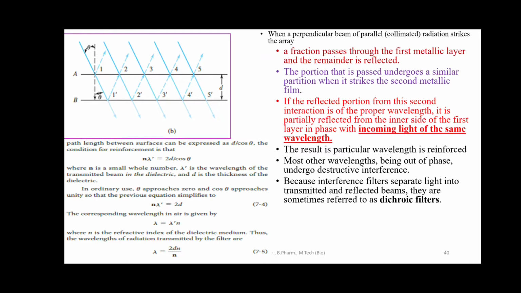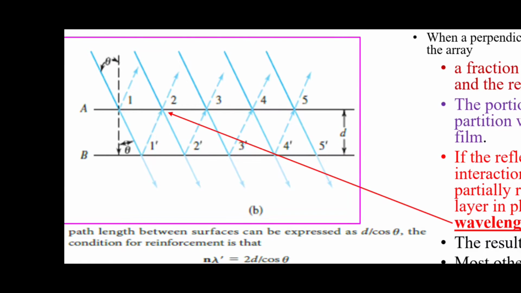Okay, so these interference filters have transmitted and reflected films. So two types of actions are happening here, which means transmittance and reflectance. So that is called dichroic filters. Then you can see this. This is the example of the two layer, right? Two arrays of the two layer.